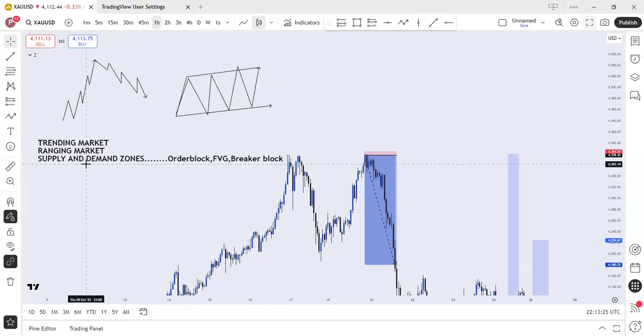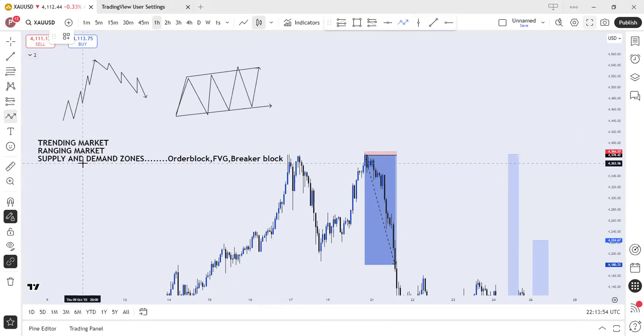And the last thing that I mostly look out for is my supply and demand zones. Sometimes the market might not be trending upwards. The trend might not be very clear, and the range too might not be very clear. So what I look out for is my supply and demand zones, which can be an order block, fair value gap or a breaker block, right? And these supply and demand zones must align with structure, right?